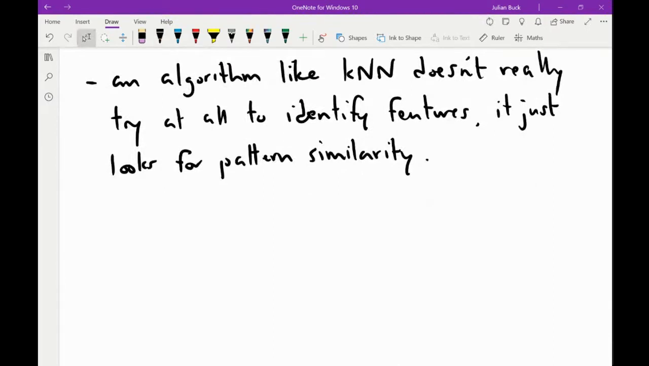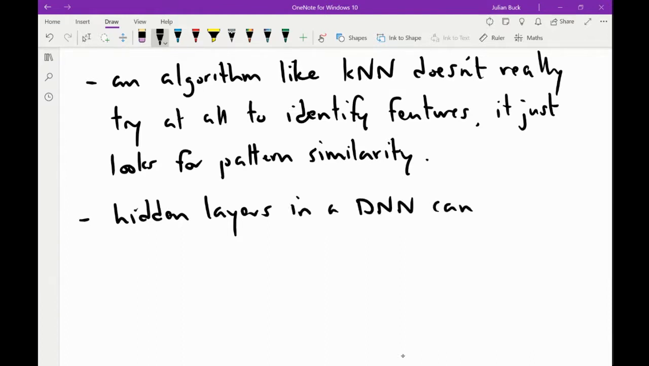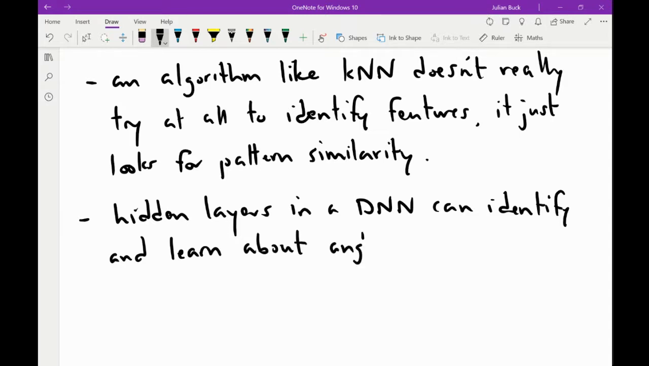On the other hand, hidden layers in a deep neural network can identify and learn about angles, thickness, circles, completeness, etc.